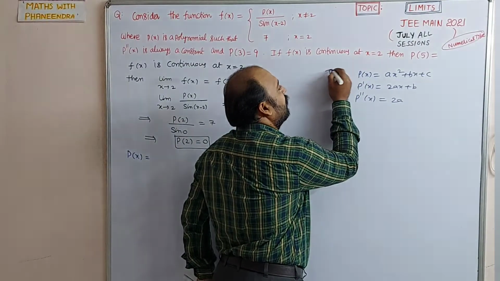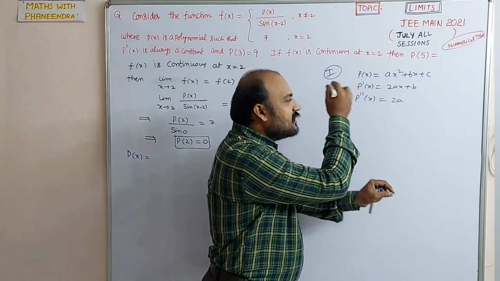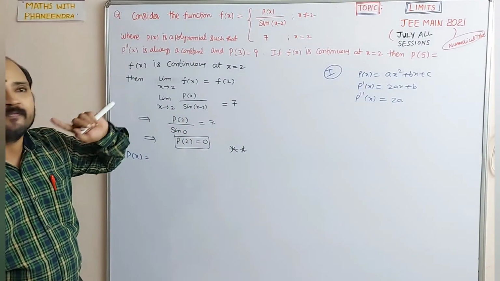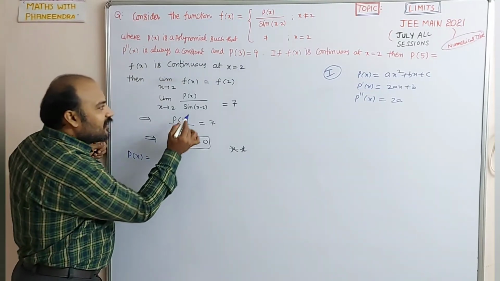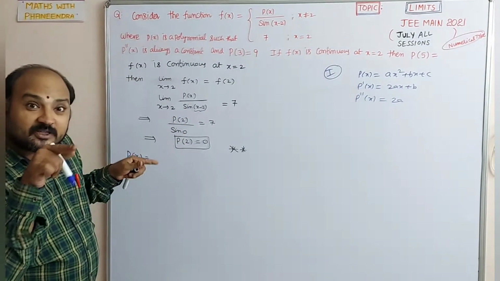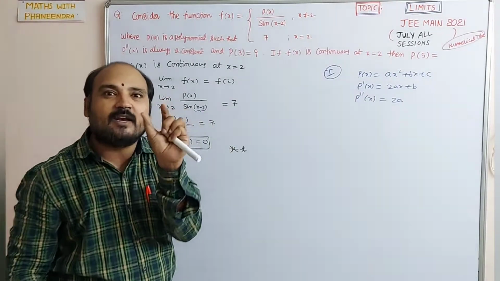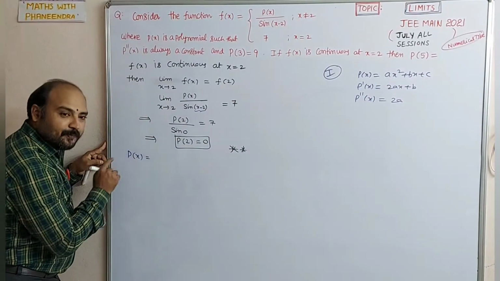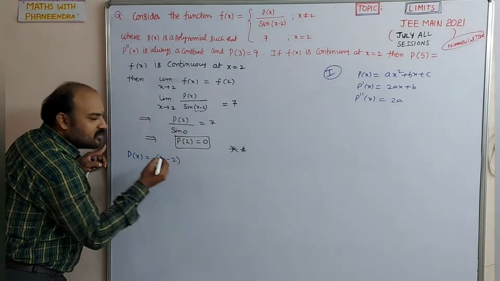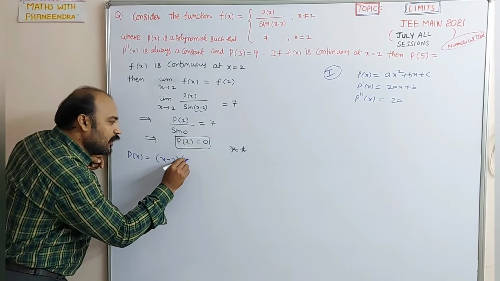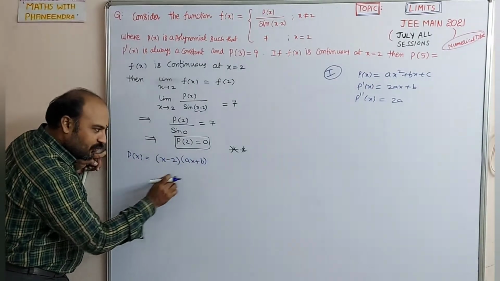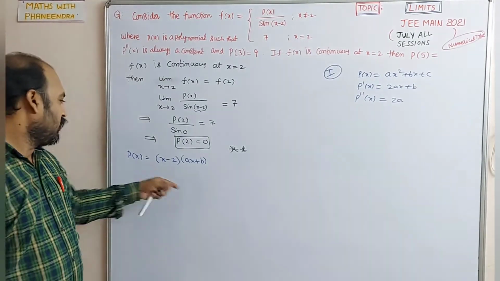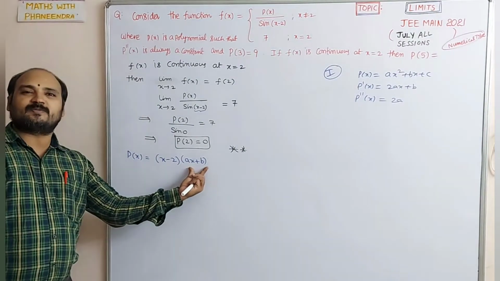This is one way, method 1. But instead of taking this quadratic expression, I will take another one according to the convenience of the given question. In the given question, the denominator is sine of x minus 2, no? X minus 2 is a linear expression, but we want a quadratic expression. So can I take it like this? P of x is equal to x minus 2 into another function ax plus b. If you do the product of these two, ultimately it is a quadratic expression only. P of x is equal to x minus 2 into ax plus b.